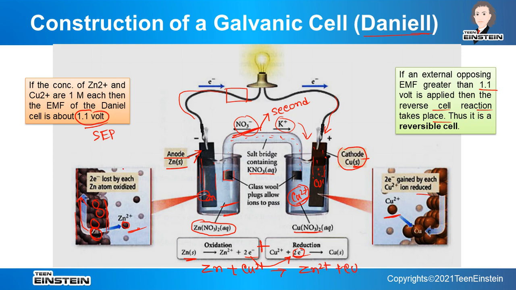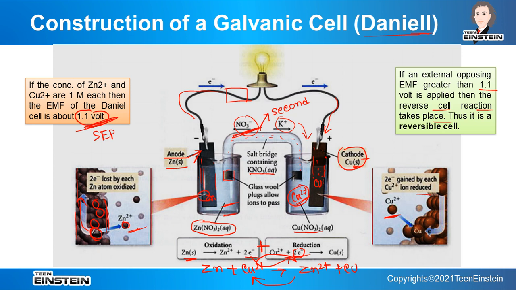But suppose you are forcefully applying some extra volt which is greater than 1.1. Now what will happen? The reverse reaction will take place, which under normal conditions is not spontaneous. Spontaneous is when we are moving from this side to this side. But if you want to move in the reverse direction, you have to apply a greater voltage, greater than 1.1 volt EMF, so that the reaction will be in the reverse direction.